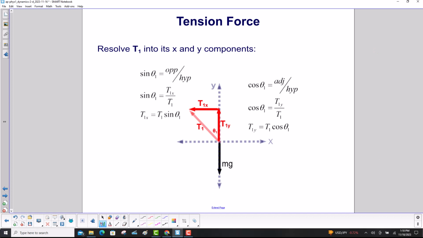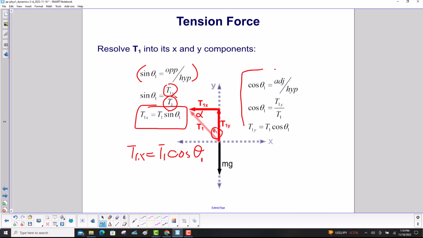Resolve T1 into its x and y components. So sine of theta 1, and here's theta, is going to be opposite over hypotenuse. The opposite is T1x over here, and the hypotenuse is T1. So T1x is equal to T1 sine theta 1. Now, if we had used alpha over here, in that case, T1x would have been T1 cosine theta 1. But we're not. We're using theta. So you always have to look at your triangle before you decide what trig function.